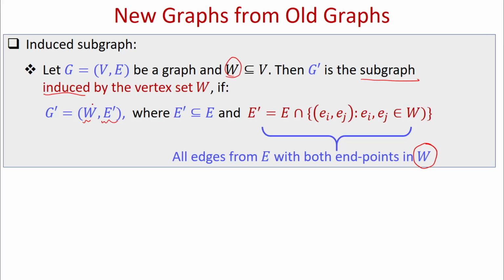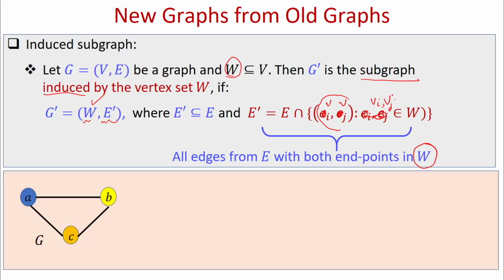So its vertex set will be W, and edge set will be only those edges. Okay, so sorry for the typo here. This should be Vi, comma Vj, not Ei, comma Ej, such that both the endpoints are members of the subset W.